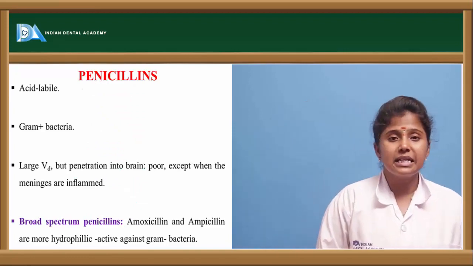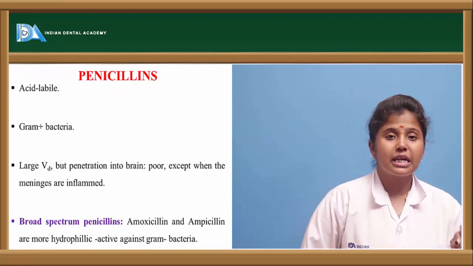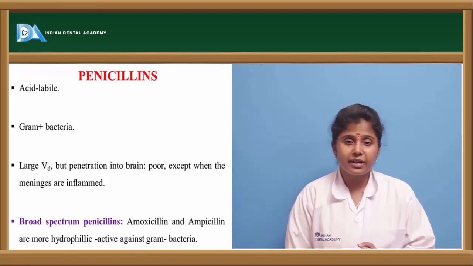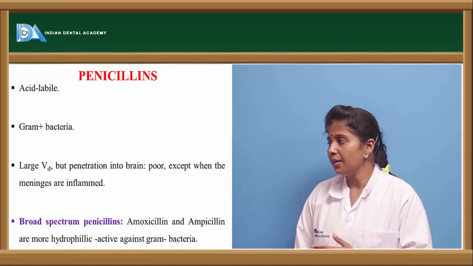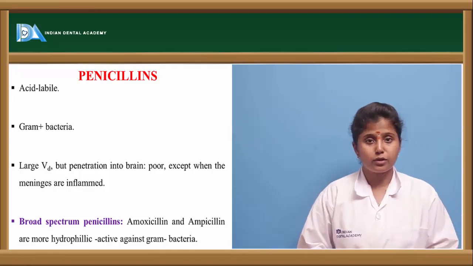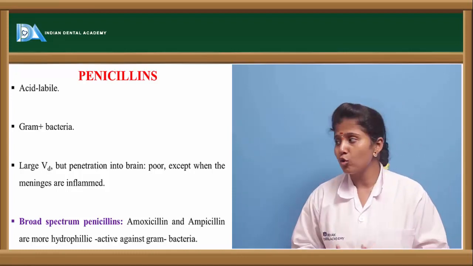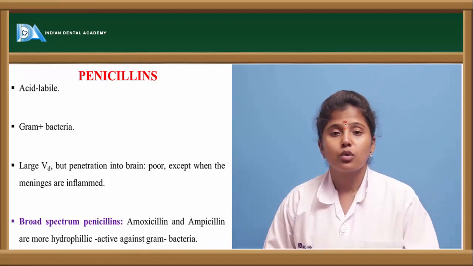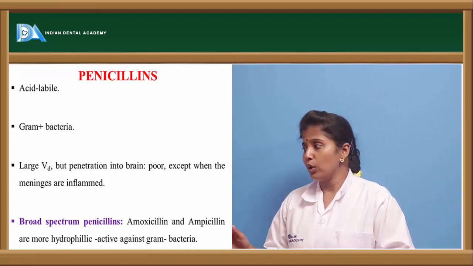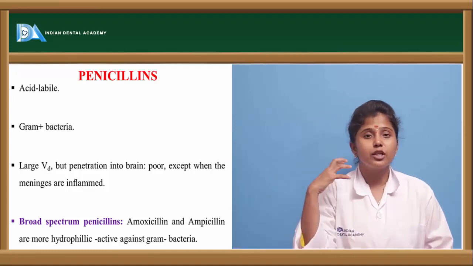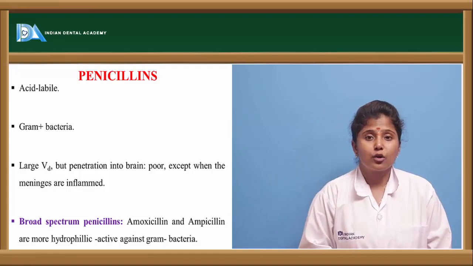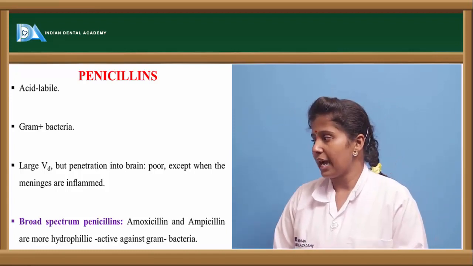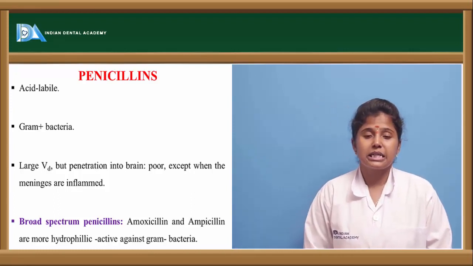So if we see penicillins, these are acid labile. They contain a structure which is acid labile, and they are very effective against gram-positive bacteria. They have a large volume of distribution, so they are widely spread and easily soluble in water, but the penetration is very poor in the brain. In the brain they can't penetrate so easily, and thereby infection of the meninges cannot be treated with penicillins. And there are broad spectrum penicillins like amoxicillin and ampicillin, which are very effective against gram-negative bacteria.